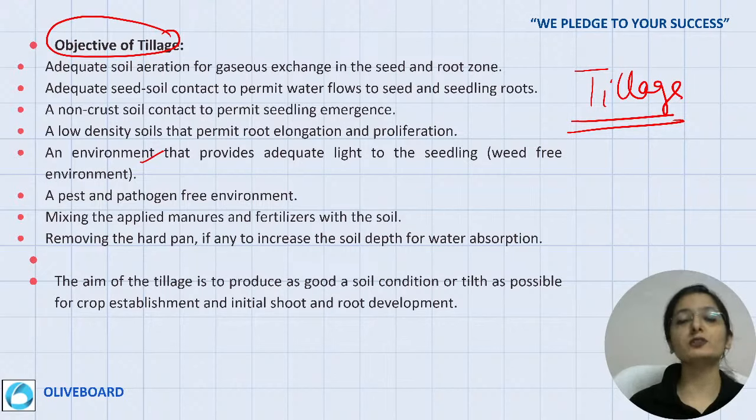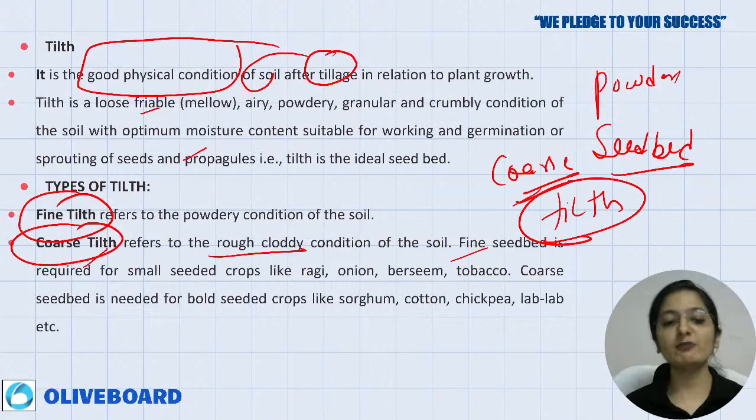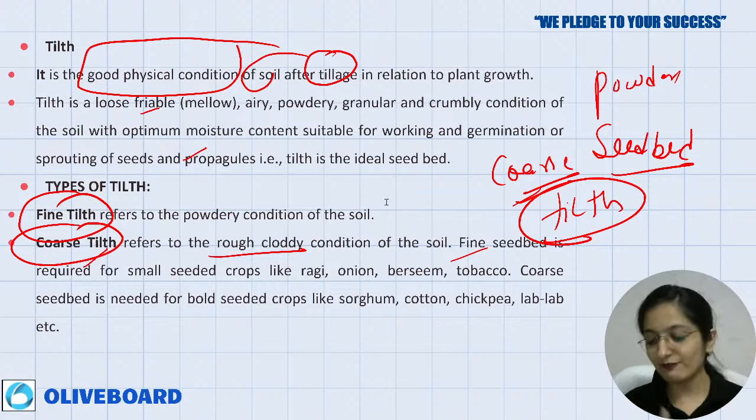Now if I move towards the objective of tillage, from the basic definition itself, why am I manipulating that soil? Now give me certain points where you yourself can think about why I am manipulating the soil, why I am adopting this practice of tillage.